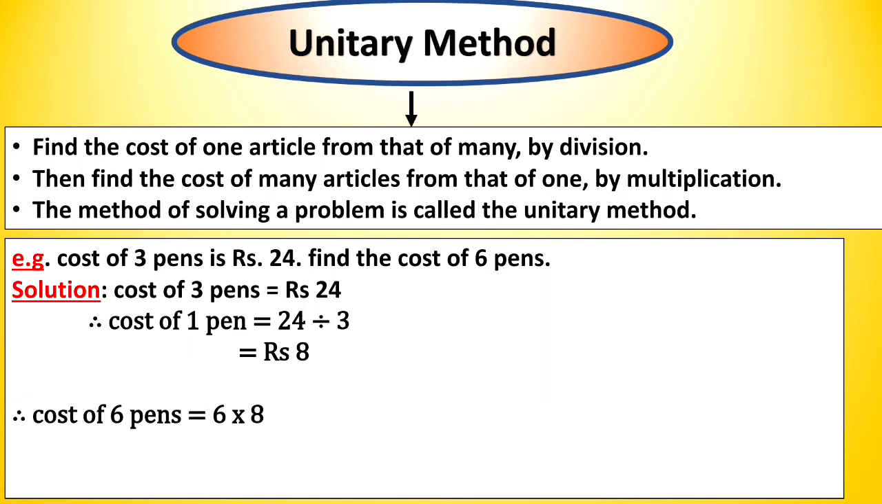But now we have to find the cost of 6 pens. So what will we do? Multiplication. The cost of 6 pens equals 6 multiplied by 8, because the cost of 1 pen is given as 8. Now, 6 eights are how much, students? 48. So here we have done first division to find the cost of one article. Then we have done the multiplication to find the cost of many articles. So when we use division and multiplication, this method of solving a problem is called the unitary method. I hope you have understood the unitary method.